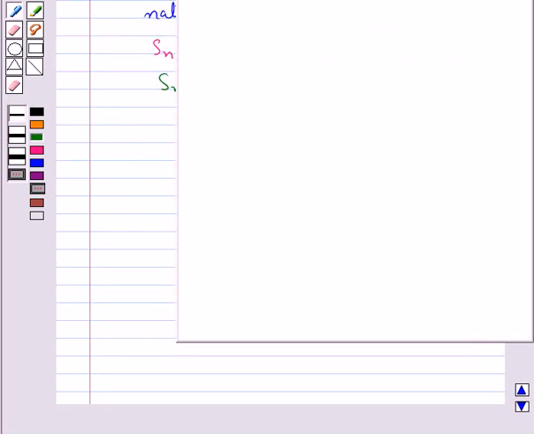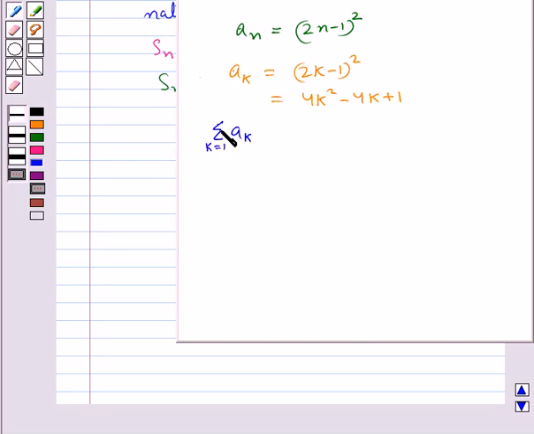Let's try and find out the sum to n terms of the series whose nth term is given by, that is we have an is equal to 2n minus 1 the whole square. Consider the kth term of the series given by ak equal to 2k minus 1 the whole square, which is equal to 4k square minus 4k plus 1. Since we need to find the sum to n terms, so we have summation ak, k goes from 1 to n is equal to summation k goes from 1 to n 4k square minus 4k plus 1.